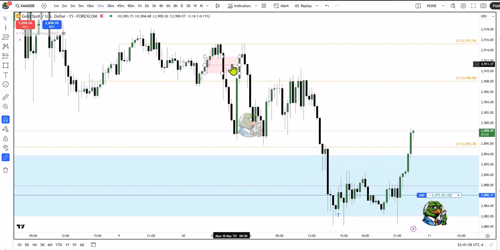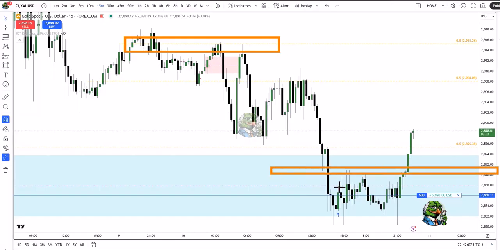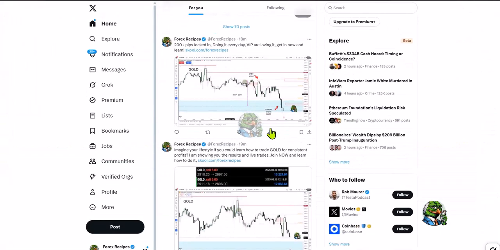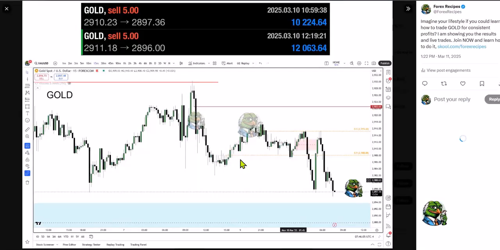That's 2890 there. Let me draw a box around this. So we were short from around this level here, down to 2890, and that was the zone that I provided to students. So we've made a nice more than 200 pips. I've already journaled my particular short trade on YouTube and Twitter. That's where I post all my trades. I was short from around that level there down to just that level there, where I was targeting the previous daily low.